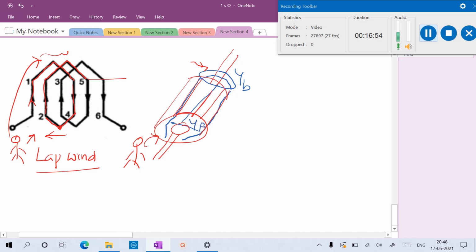Okay, now in this case what will happen? The winding is going this way and coming once again back to this one, and going back and coming to this one. So this is the lap, nothing but this is the lap.